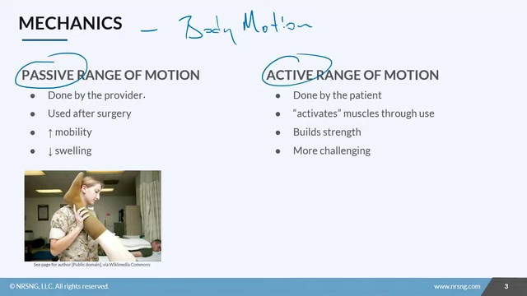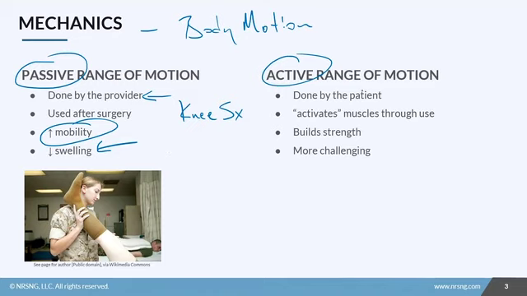With passive range of motion, it's done by the provider. So think about a patient that's had recent knee surgery. The physical therapist comes in and works on bending the knee through all the angles, and it works to help improve mobility, and also works on decreasing swelling. So if you have patients with chronic issues like maybe edema, this will really help to improve their swelling.